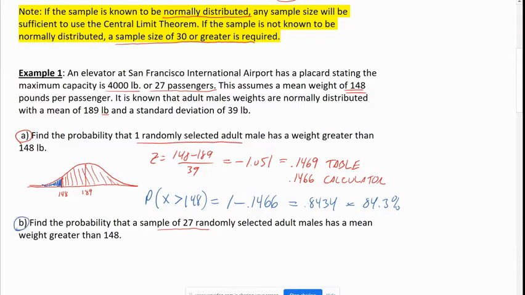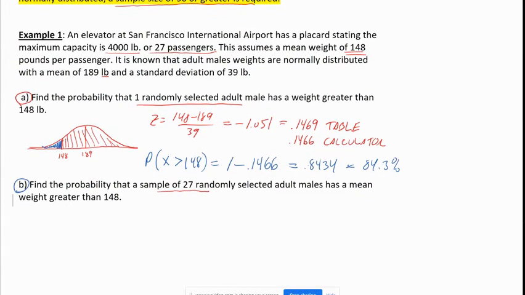But in part B, this is where we're going to apply the central limit theorem, because we're saying there's a decent chance, but it's not a guarantee, that when we pick one person they're going to be more than 148 pounds. But let's see what happens when we're picking an entire group of 27 people.